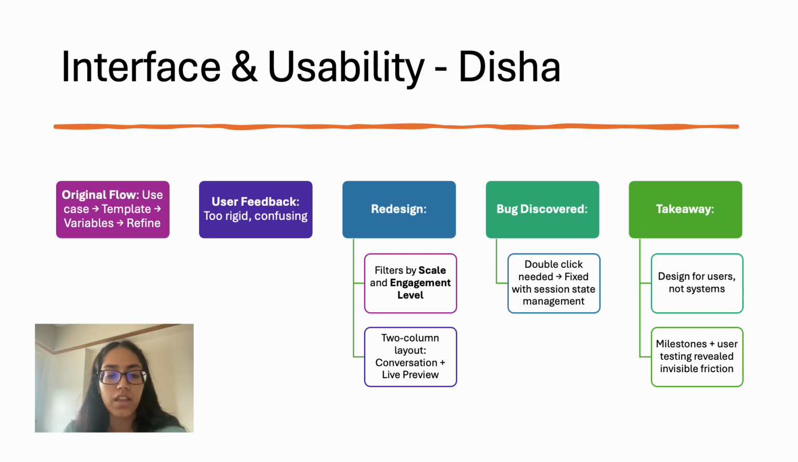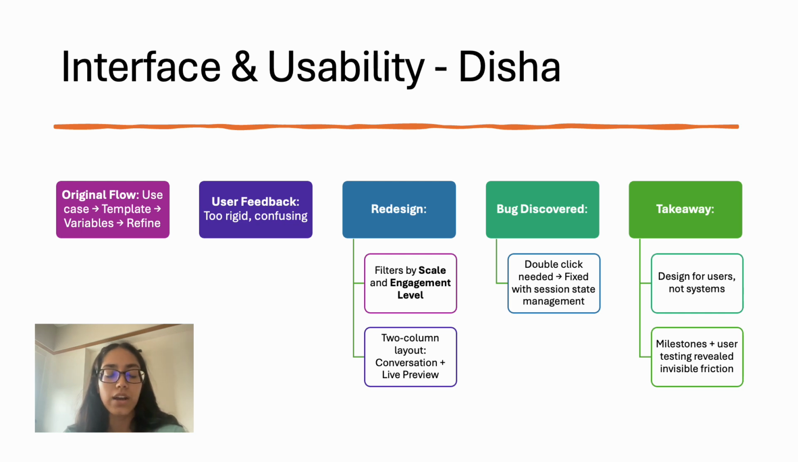interface. Now, after describing the use case, users can choose templates based on two filters, like scale, which was individual, group or a large community, and engagement level, which could be low, medium, or high. These dimensions match real-world planning decisions and improved clarity. We built a two-column interface, one for the conversational exchange and one for the live preview of the evolving template. This mirrored the mental model of a designer iterating as they reflect.